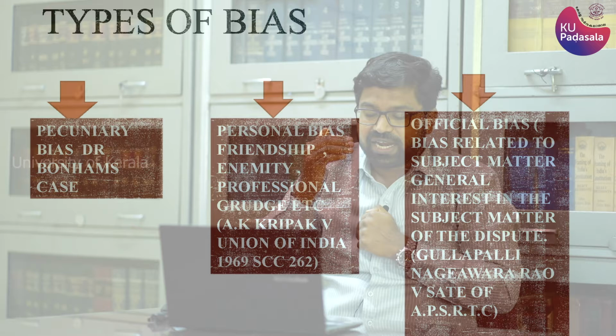A famous case related to pecuniary bias is Dr. Bonham's case. Dr. Bonham was a physician practicing in London without getting a license from the Royal College authority. The authority fined Dr. Bonham some pennies. When the case came before the judge, Justice Coke noted that the fine was divided between the college authorities and the king. So the college authority itself had a pecuniary interest in the case. The court held that it is a case of pecuniary bias.